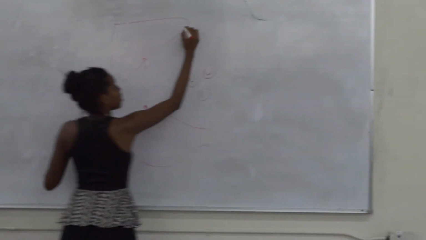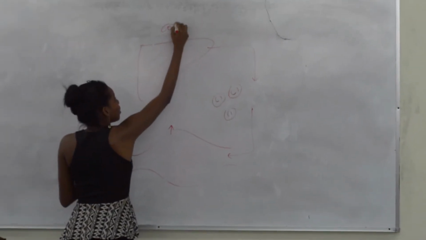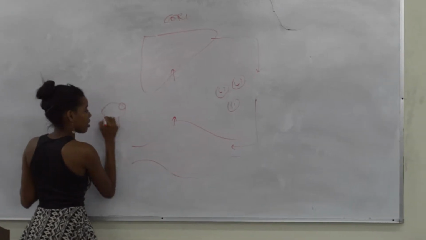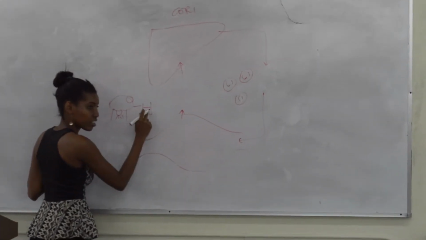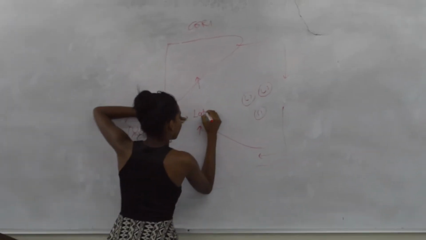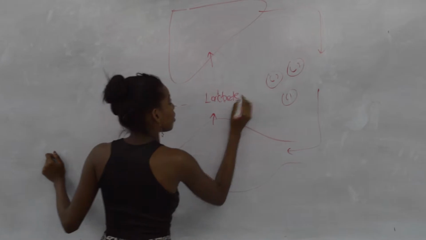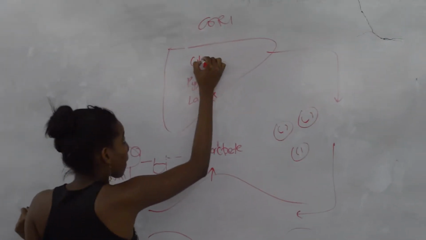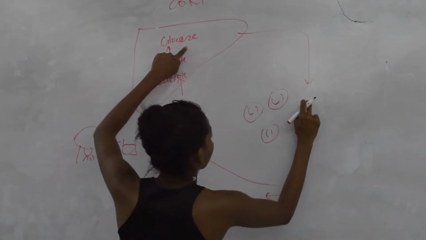TCA. Oh, the Cori cycle. Cori. Lactose. I mean, lactase. Well, lactase to pyruvate. Glucose. Oh, from glycogen. Glucose. Yeah, glycogen.